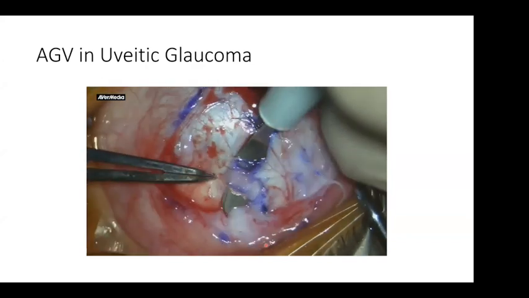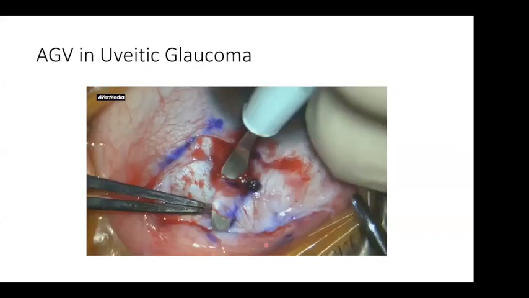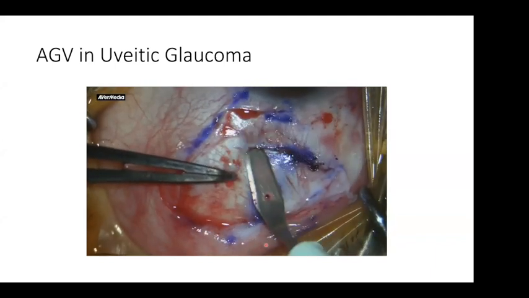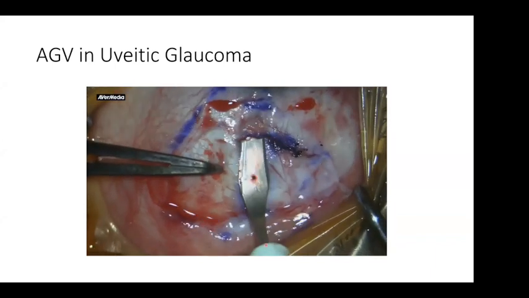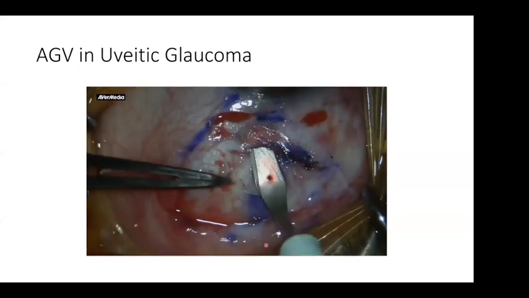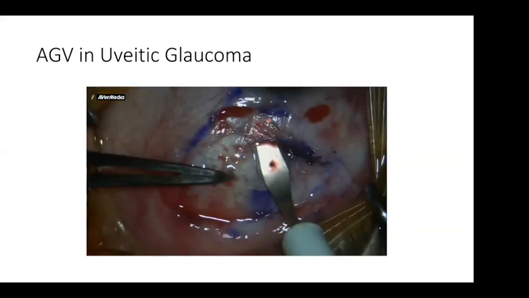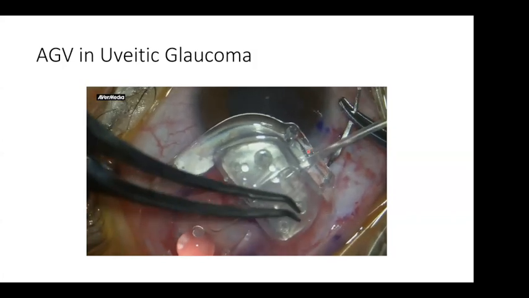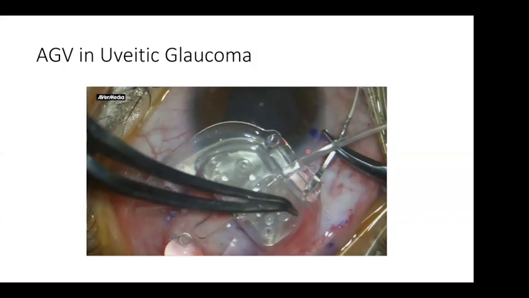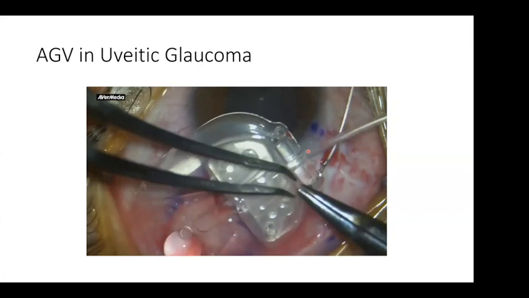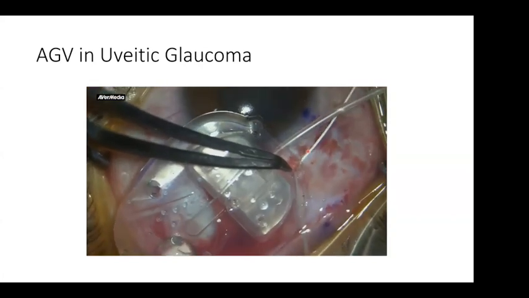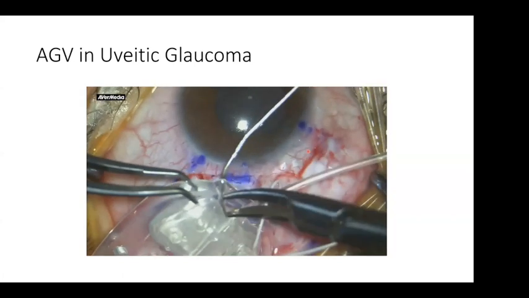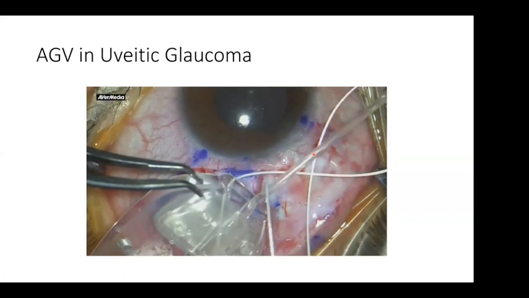So again, dissecting the tunnels as usual. The technique is not different from one eye to the other, usually the same. And again, dissecting the third flap, I'll do it either like a trapdoor or a flap. And here, look, I'm putting the suture in the implant before I place it. This will facilitate everything, especially if it is pre-placed.